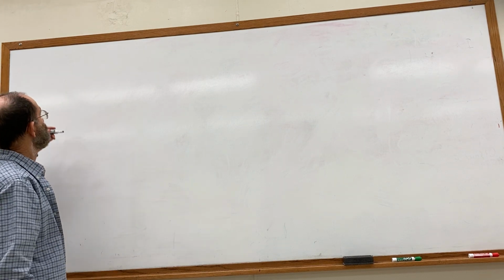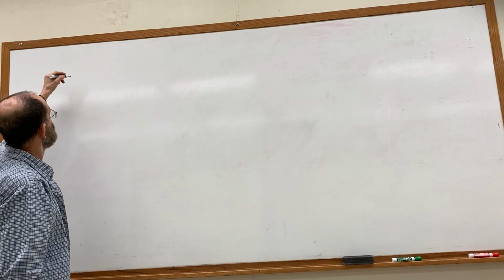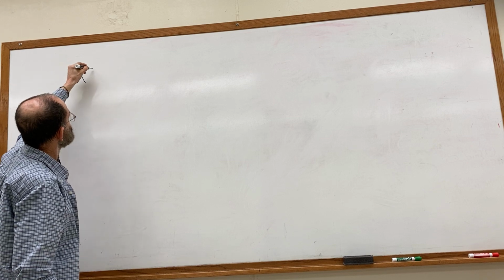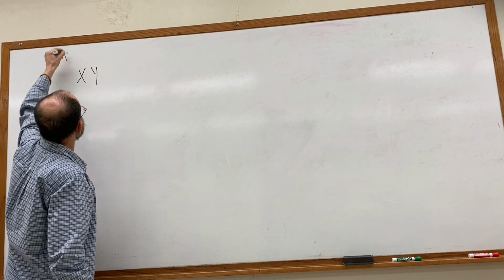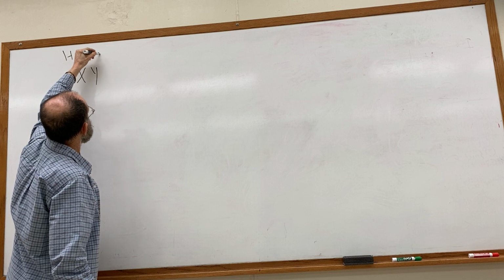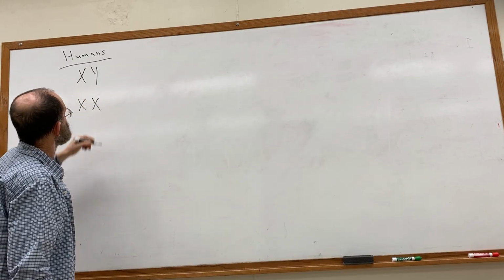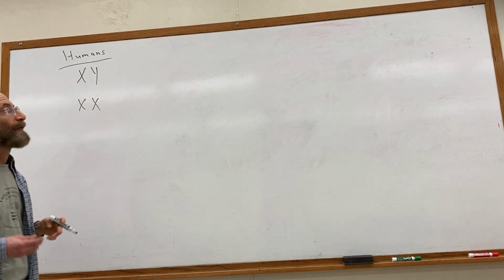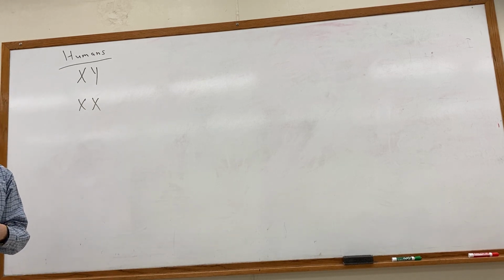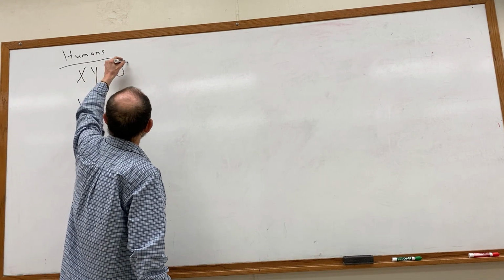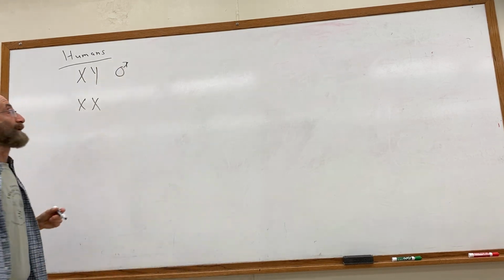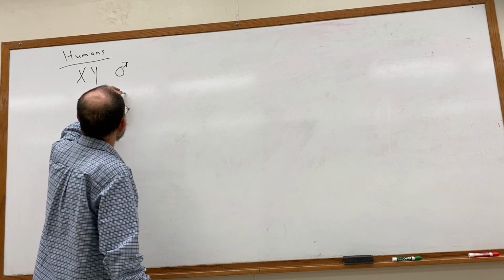So if we have an individual that is XY, versus an individual that's XX, what's the biological sex of the individual that's XY? Male, that's right. So this is male. And what about XX? Female. Female, okay.